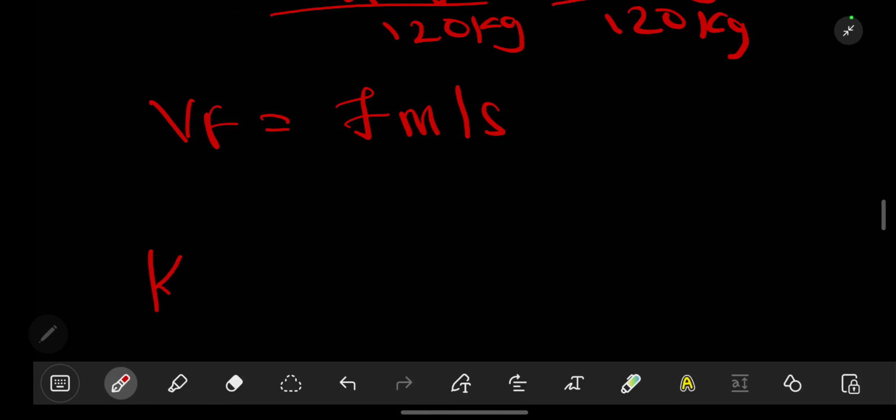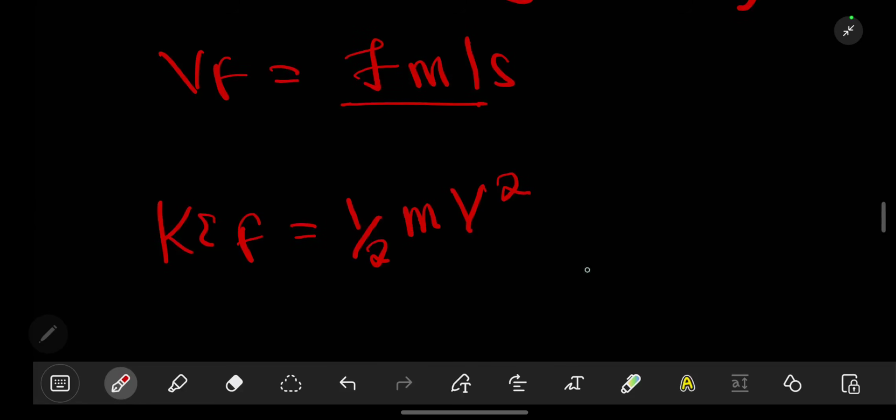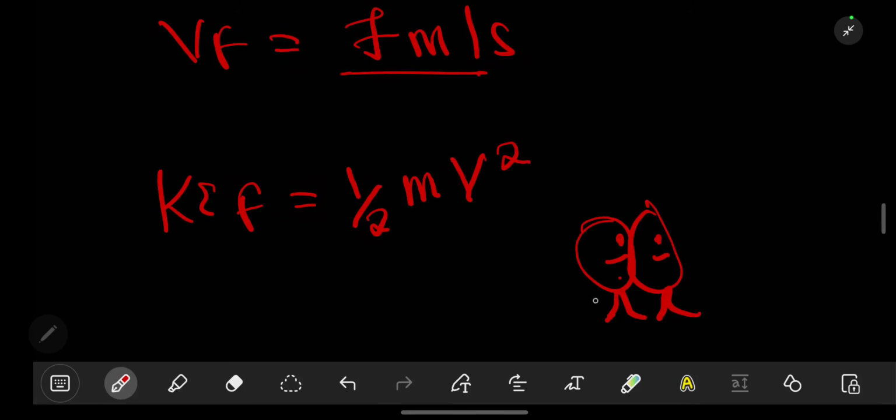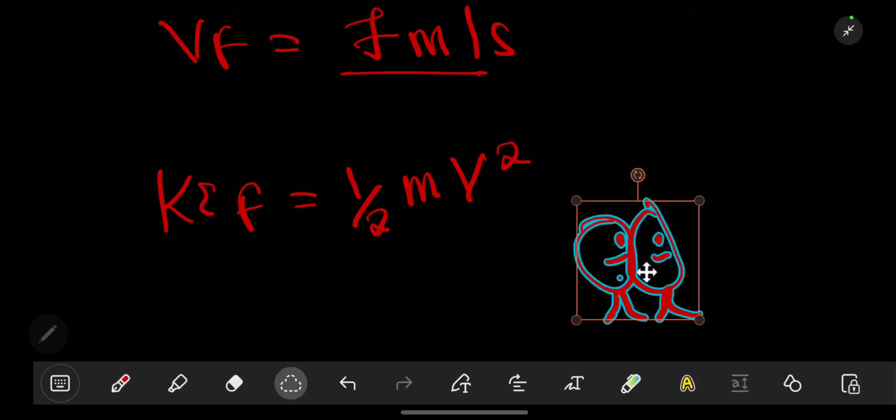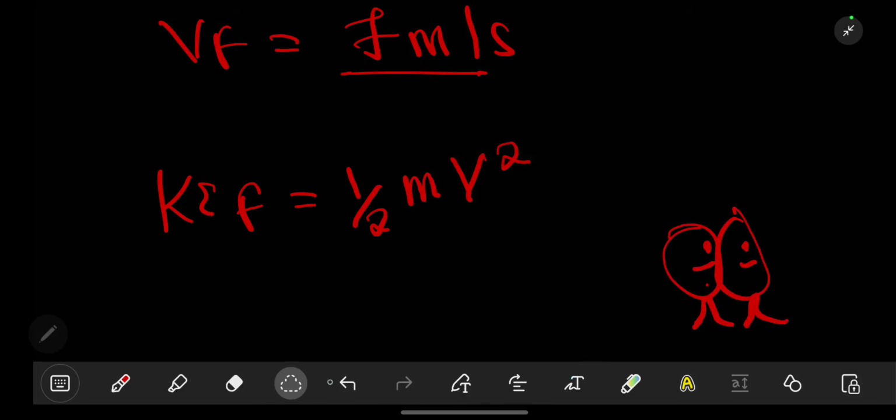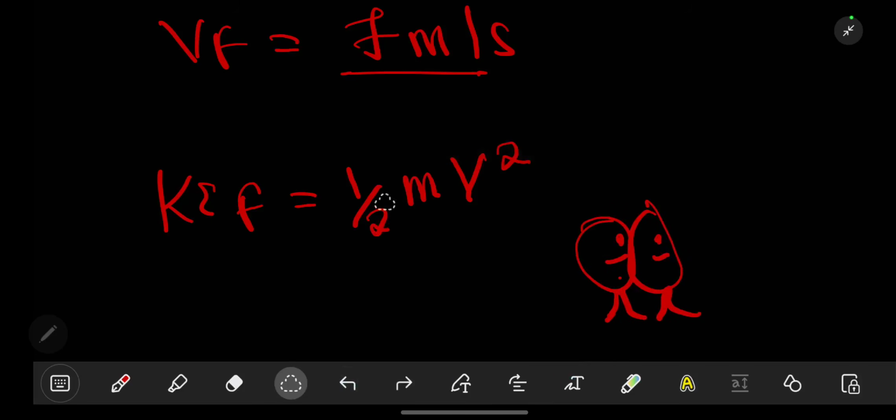So we are going to find the kinetic energy final, which will be equal to half the mass times velocity squared. The velocity is this. Now which mass are you going to use? Remember, these two people now begin to move together. They stick together and move like that. As a result, they form one mass, so we use the combined mass, big M.